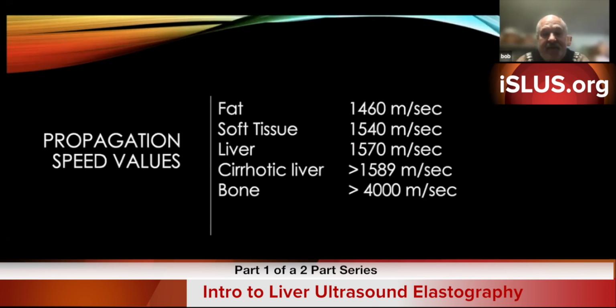If we look at some values: fat, 1460; the average value of soft tissue, 1540, which we use a lot in ultrasound; specifically liver, 1570. But you can see that as the liver becomes more stiff and more cirrhotic, these values start to go up. This is how we're able to take that velocity and equate it to a stiffness value, because sound waves go faster as the material gets stiffer.